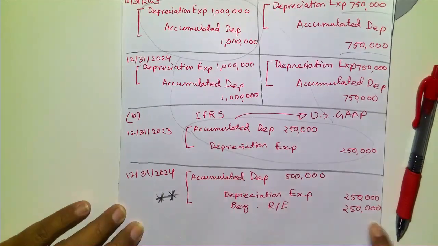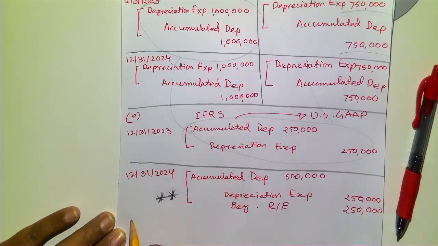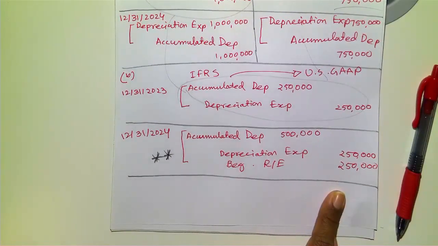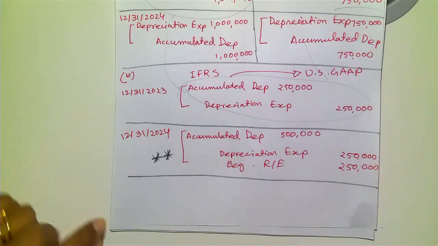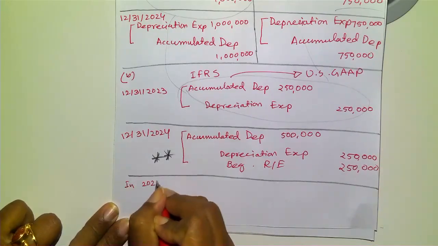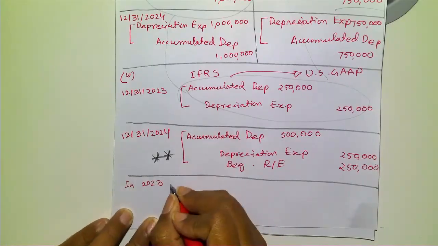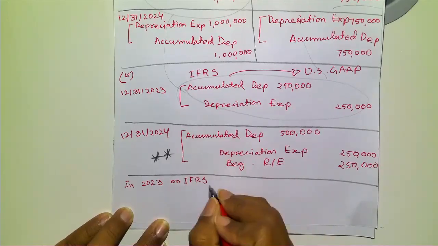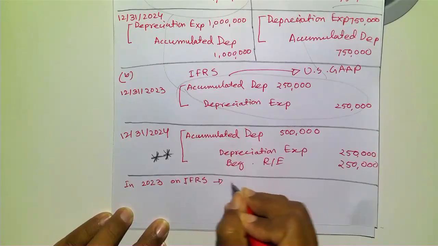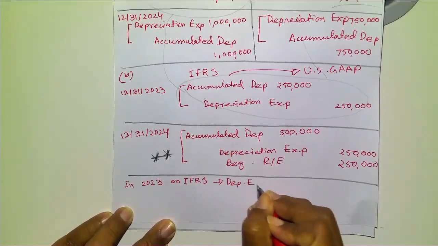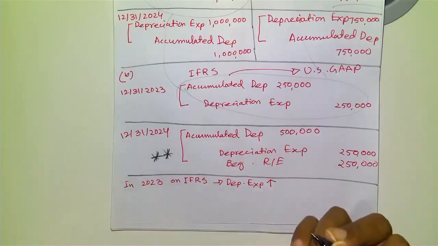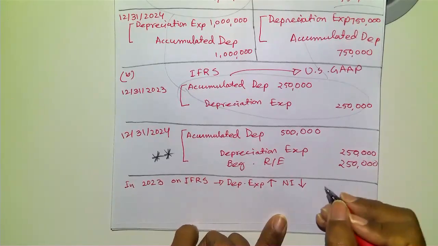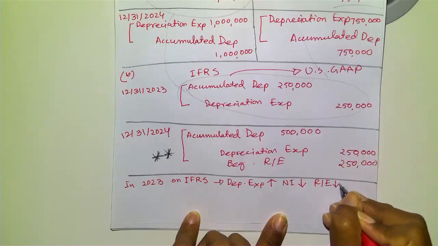So I will write a little note. This is not part of the journal entry, but trust me, if you see the note later, you will understand. Don't mechanically just memorize stuff. So what we did in 2023, I'm just writing it. 2023 on IFRS, this is just a note. Depreciation expense was higher by 250. That means their net income was lower. That means their retained earnings was lower.